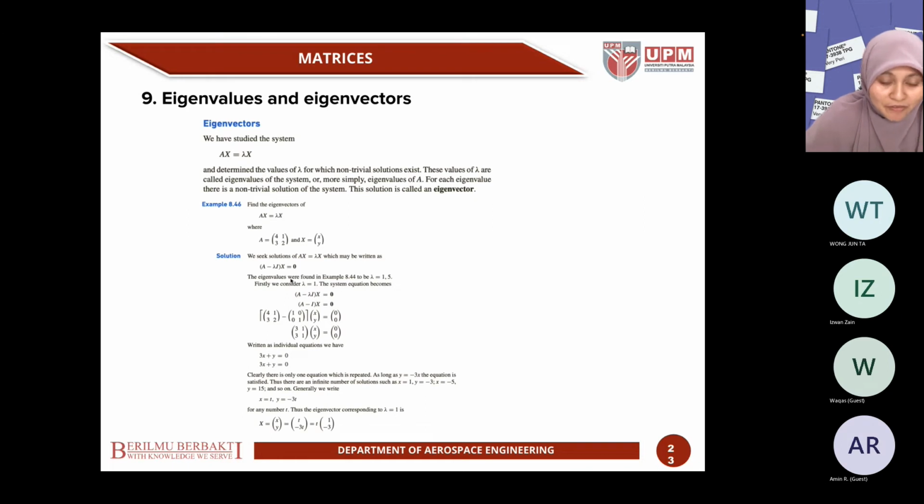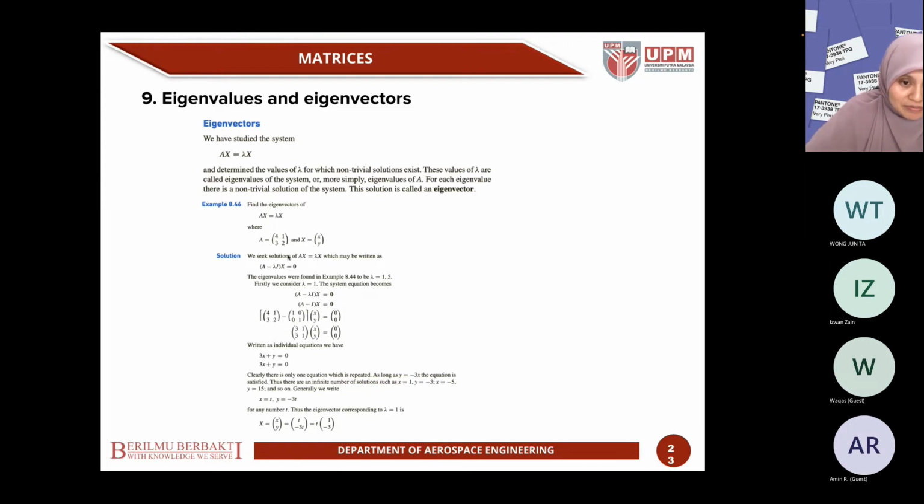Okay, for example, we have calculated the eigenvalues using the steps previously. So we get the lambda for this matrix A. The eigenvalues for this matrix A are 1 and 5, using the same steps. Now consider first the first eigenvalue, 1. We use the number 1 here. I consider lambda equals 1.